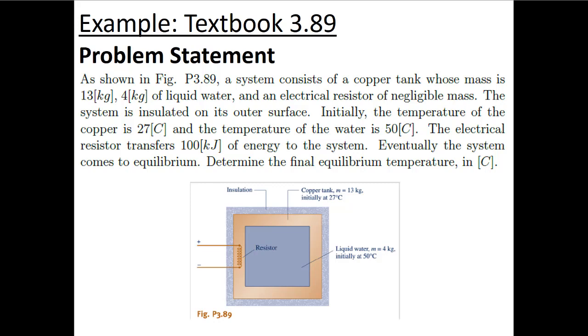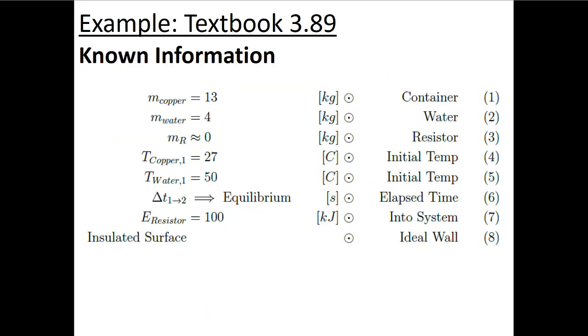So this problem, like all other problems we'll do in this class, we can apply the solution method that we're using here. First, we write down the information that we know. We're told that the copper mass is 13 kilograms, that the mass of water is 4 kilograms, and that the mass of the resistor is so small compared to these other masses that it might as well be zero. It's not worth tracking the temperature change in the resistor because its mass is such a small fraction of the rest of the mass in the system. The initial copper temperature is 27 degrees Celsius. The initial water temperature is 50 degrees Celsius.